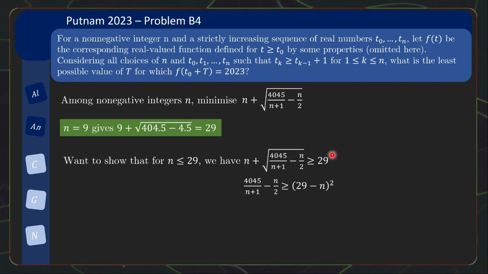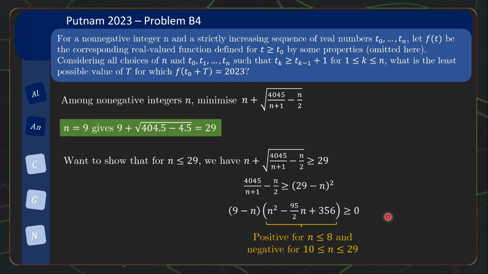So we move n over, we square both sides, we expand and we clear denominators, and then we will get this factorized cubic over here. And unfortunately, this cannot be factorized nicely. So we have to argue through some non-beautiful methods. One way to prove that this inequality is true is to observe that this is a quadratic that goes like down then up, right? And it is positive for n less than or equal to 8.